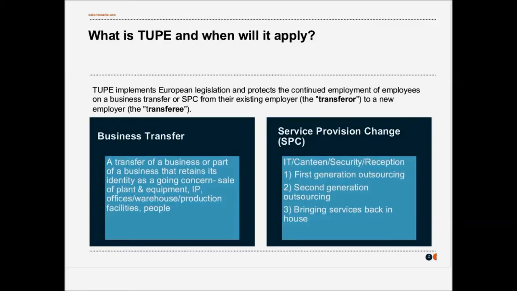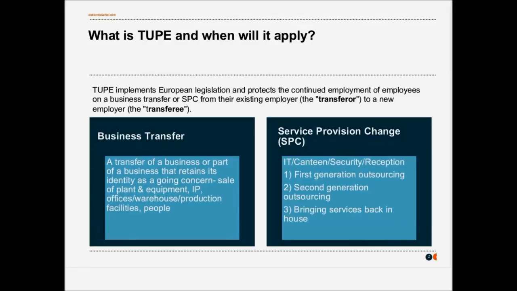So just taking each of those in turn, what's a business transfer? It's a transfer of business or part of a business that, very importantly, retains its identity as a going concern. So for example, it could be the sale of plant and equipment, intellectual property rights, offices, warehouse production facilities, people, all those sorts of things. So it is the standard corporate deal that you might be familiar with.